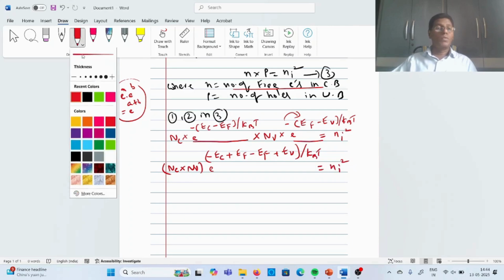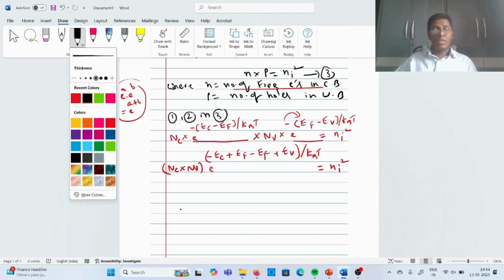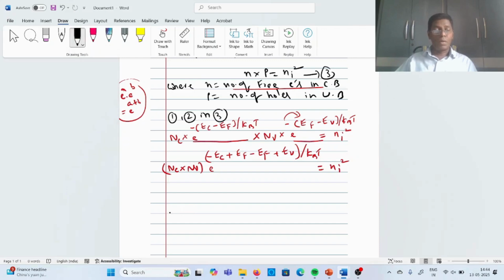Now, without any confusion, all of you listen carefully, step by step. In this expression I am rewriting Nc into Nv, e power of, here plus Ef and minus Ef are going to cancel. After cancelling these two terms, what I write here is minus Ec plus Ev divided by kBT. This is equal to Ni square. Now in this above equation, I am taking minus as common.